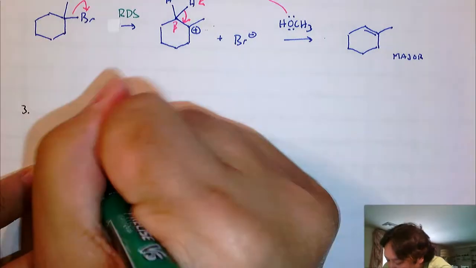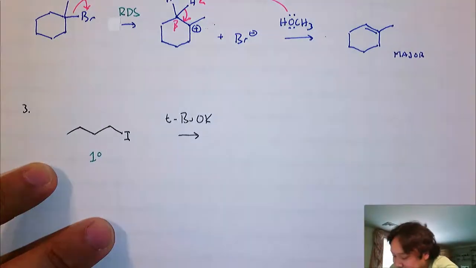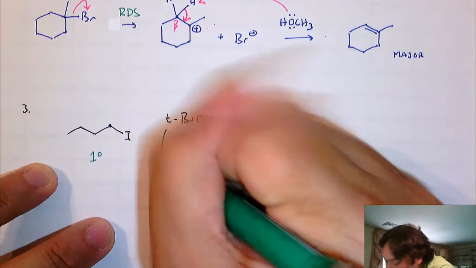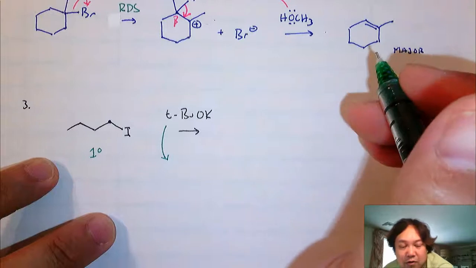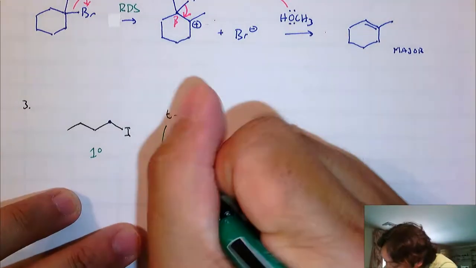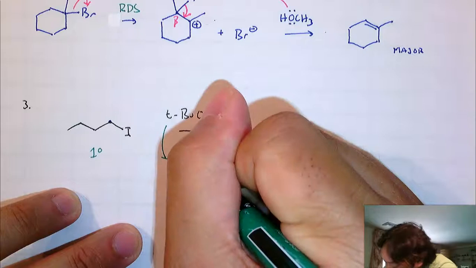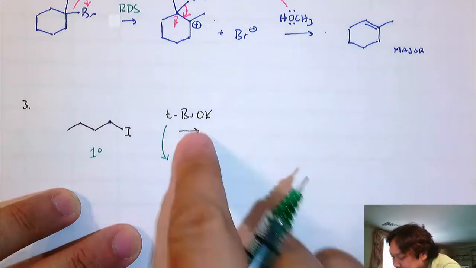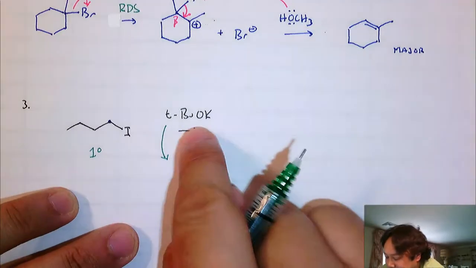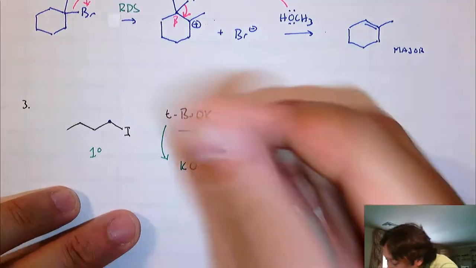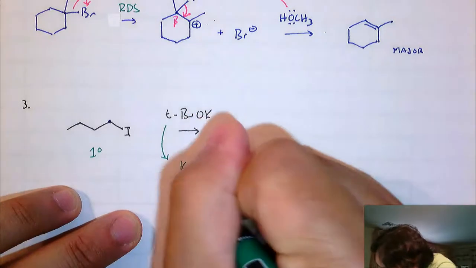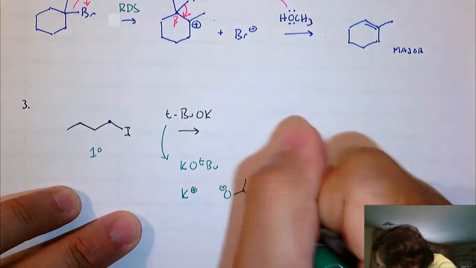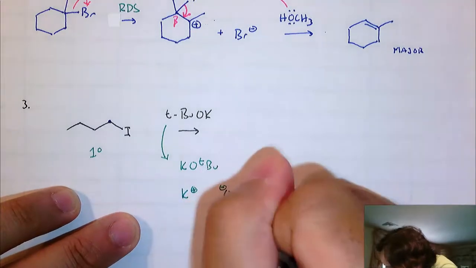This is primary. It doesn't really matter if it's primary, secondary, or tertiary. What matters is that we be able to interpret this base and whether it's strong or weak. So again, I think of this as, and actually most textbooks write it like this, potassium, because you have K plus that separates from the O-t-butyl group. This is called a bulky base.